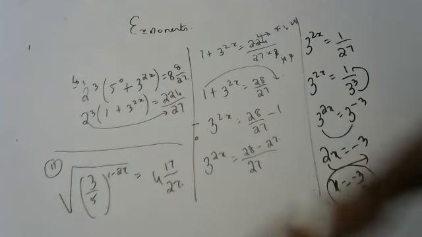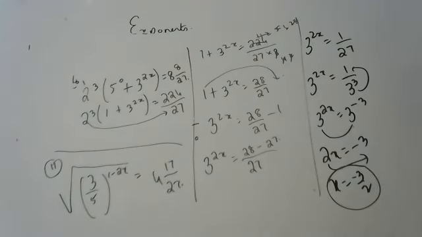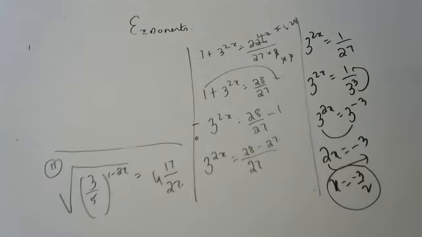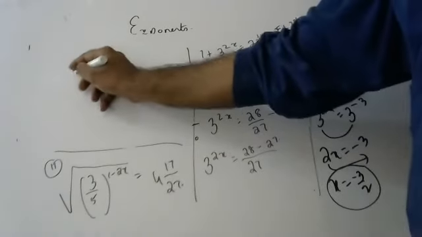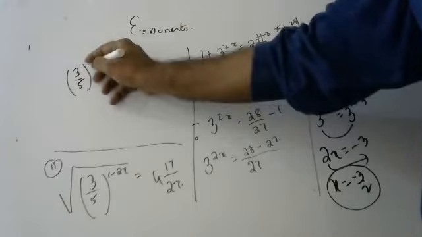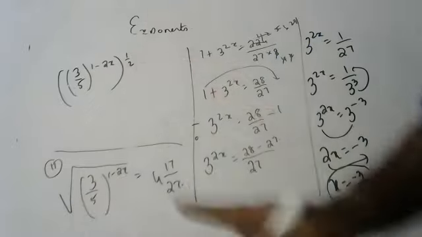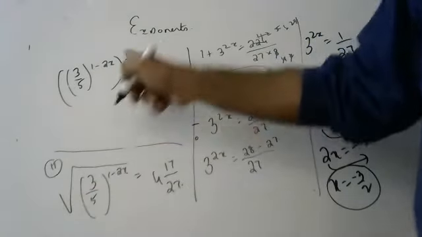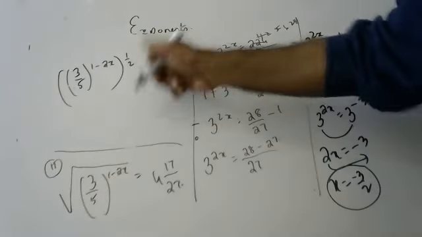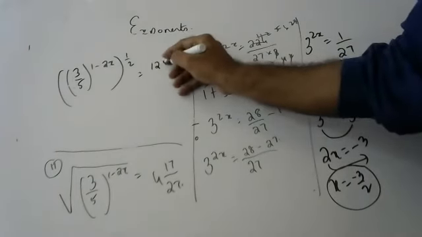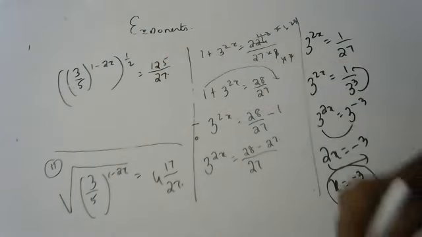Next sum. Vedant, can you tell this sum? Yes, sir. Root can also be written as the power 1 by 2. So 3 by 5 to the power 1 minus 2x, whole to the power 1 by 2. Because children, if you remove root, you have to write it as the power 1 by 2. Always take this one. 27 fours are 108, 108 plus 17, 125. 125 by 27. So 5 cube by 3 cube.